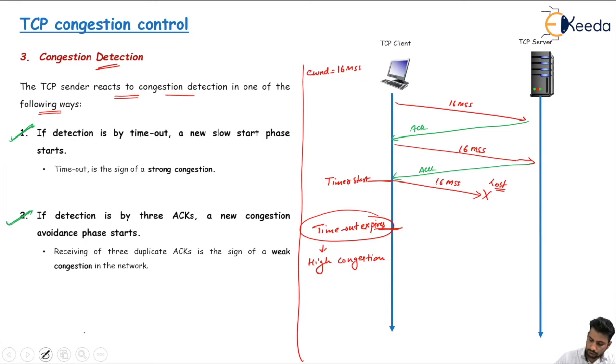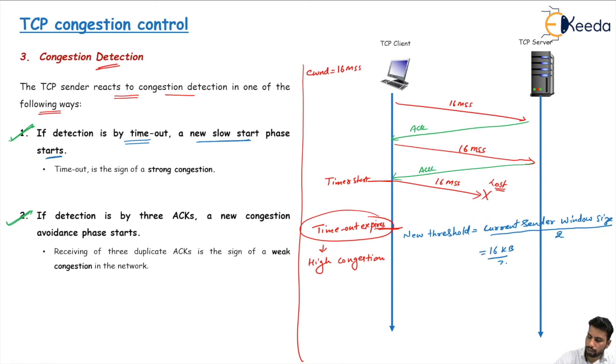a new start will begin. If a timeout is detected, the new slow start phase starts. Here we will set the new threshold value. The new threshold value is equal to the current sender window size divided by 2. The current sender window size is 16 kilobytes, divided by 2 means 8 KB. The new threshold value is equal to 8 kilobytes, and from here the slow start phase will start.